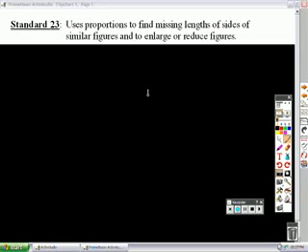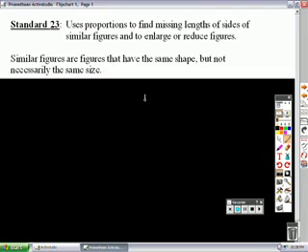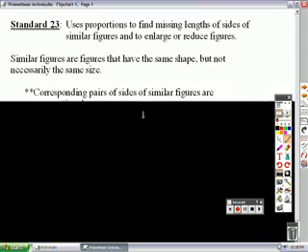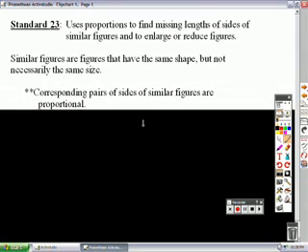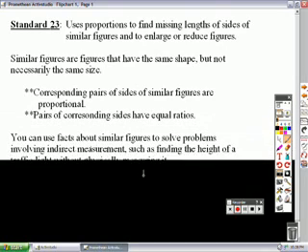You can use proportions to find missing lengths of sides with similar figures. Similar figures are figures that have the same shape but not necessarily the same size. Corresponding pairs of sides with similar figures are proportional. These pairs of corresponding sides have equal ratios.